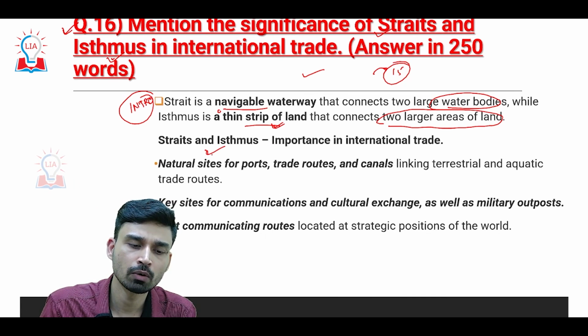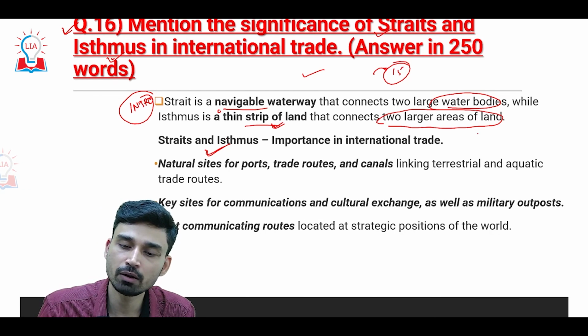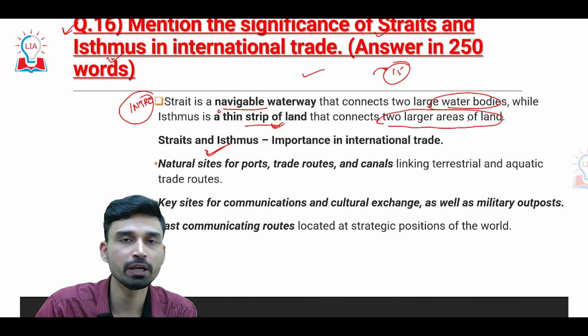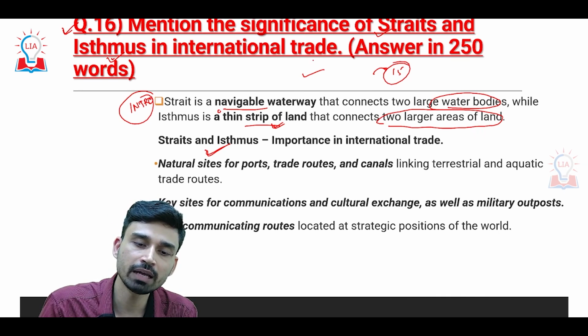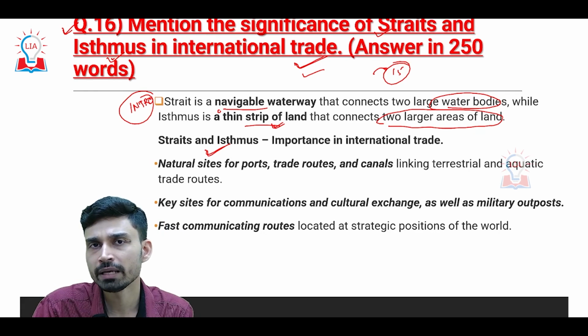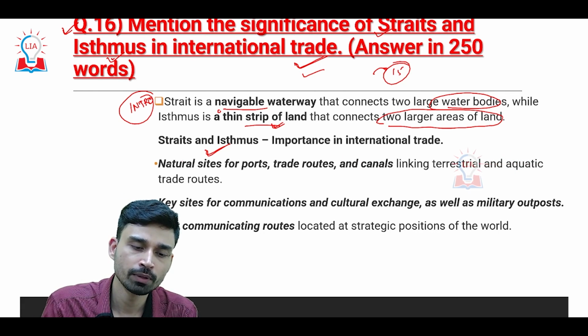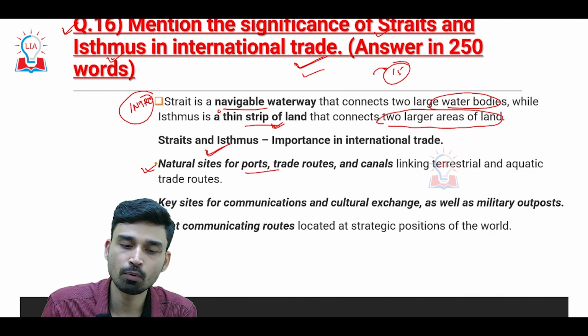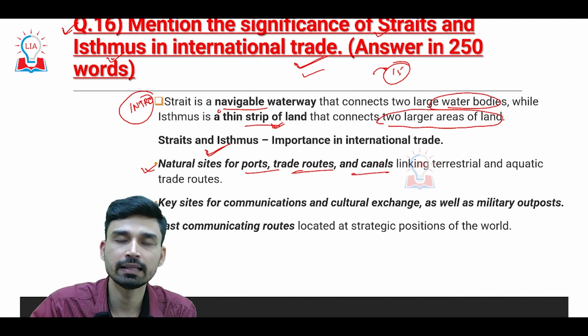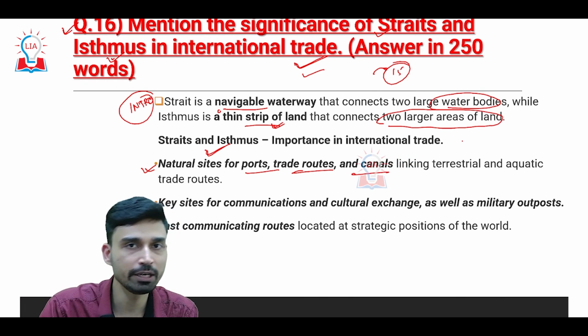Once we define both these terms, we can show the major isthmuses and straits on the world map, and after that discuss their importance in international trade. First of all, these act as natural sites for ports, trade routes and canals, and they link terrestrial trade routes with aquatic or marine trade.